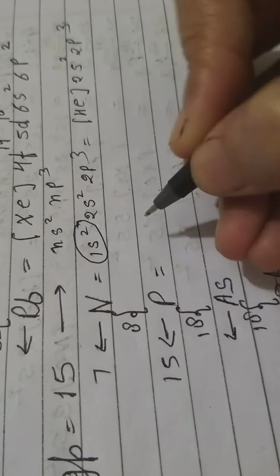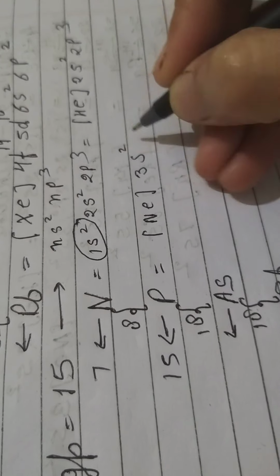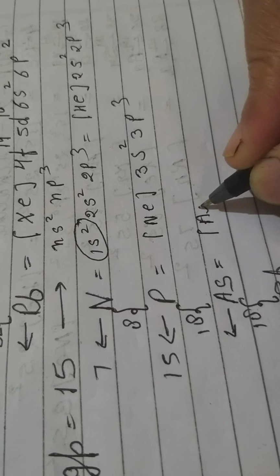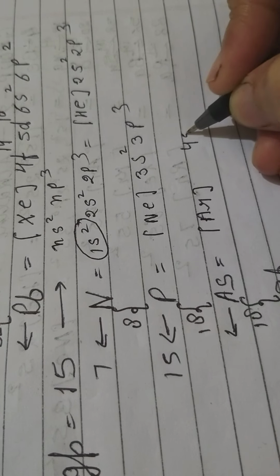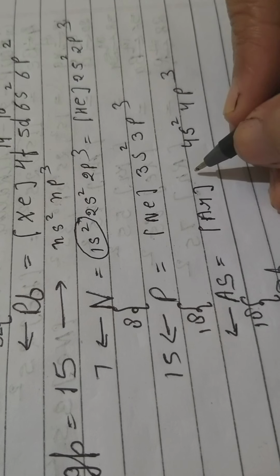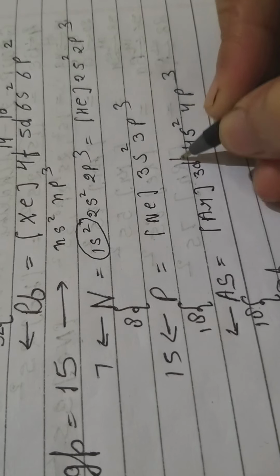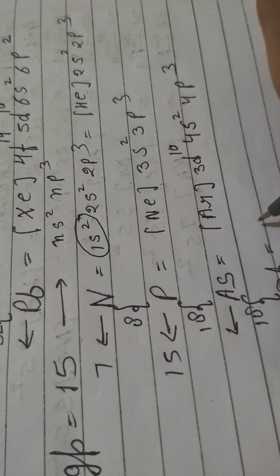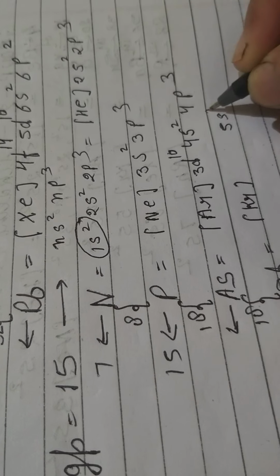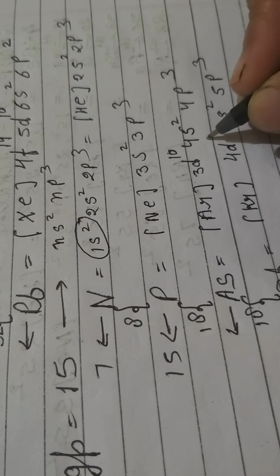Now after that here you have to write neon, 3s2, 3p3. Now after neon, argon comes, you will write there 4s2 and 4p3. But as the fourth period comes, what will you have to write? D block also. So here 3d10. Now after argon, krypton comes, 5s2, 5p3. Then you have to write here 4d10.